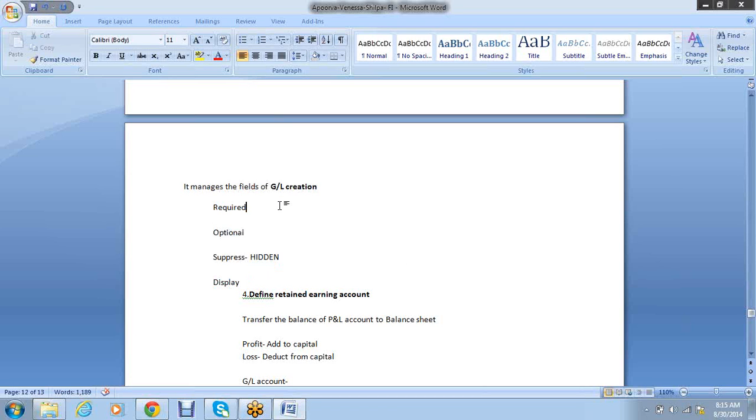Required means it is mandatory, that field we have to give. Optional, that field we can give input or we can skip. Suppress, that will be hidden. Display, you can see the field but you cannot give any input information. You can just view it, it will be grayed out.